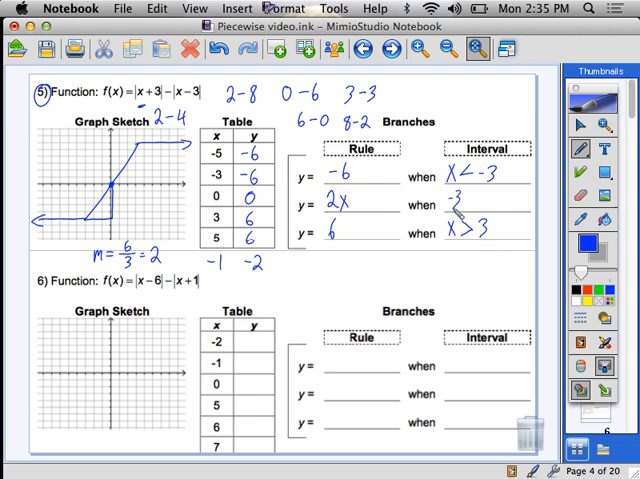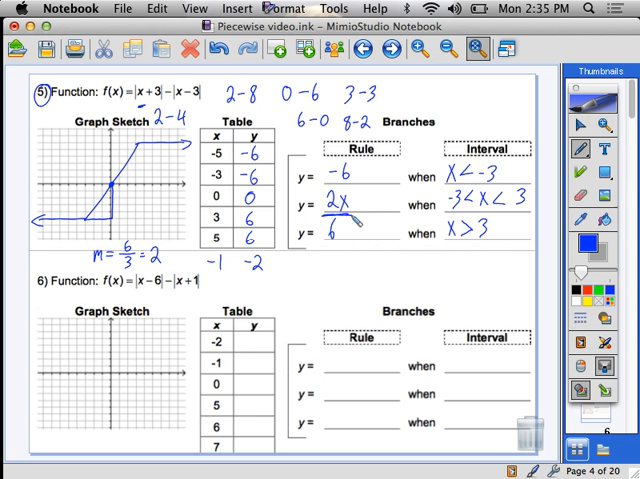And now the middle part is when x is between negative 3 and positive 3. My formula is going to be 2x. Okay? All right, see if you can figure out how to solve or how to break down the different parts of your graph for problem number 6.